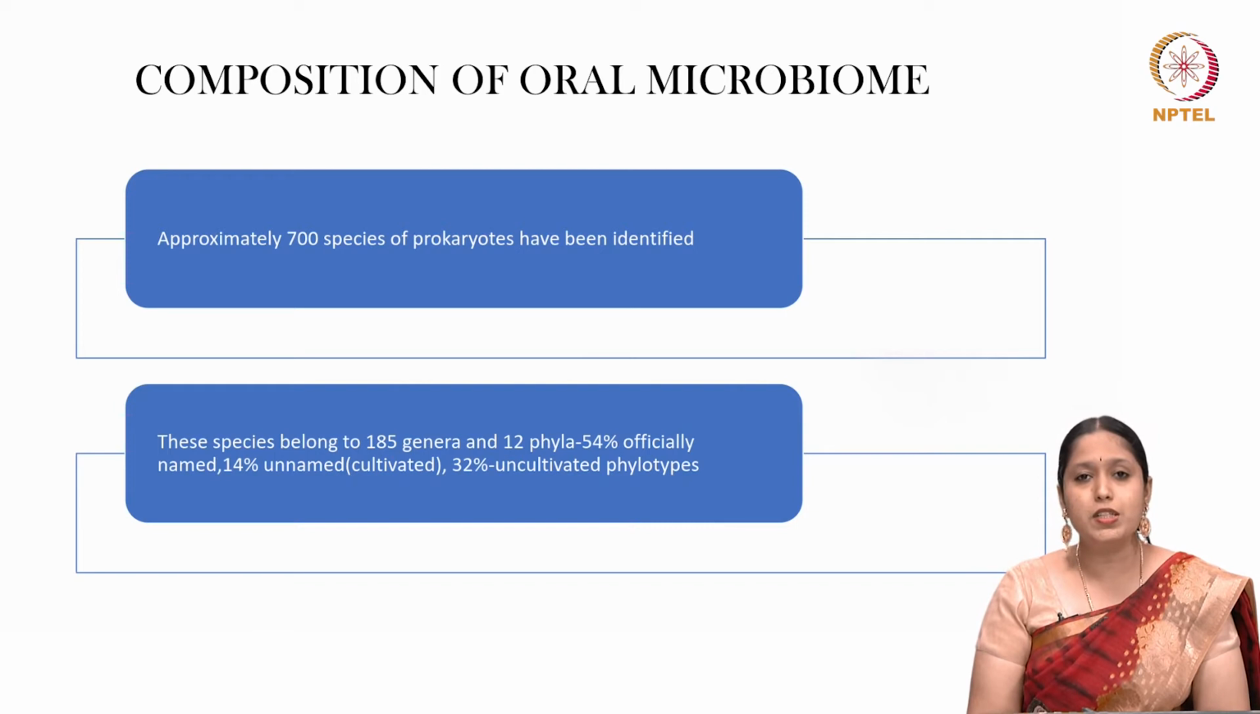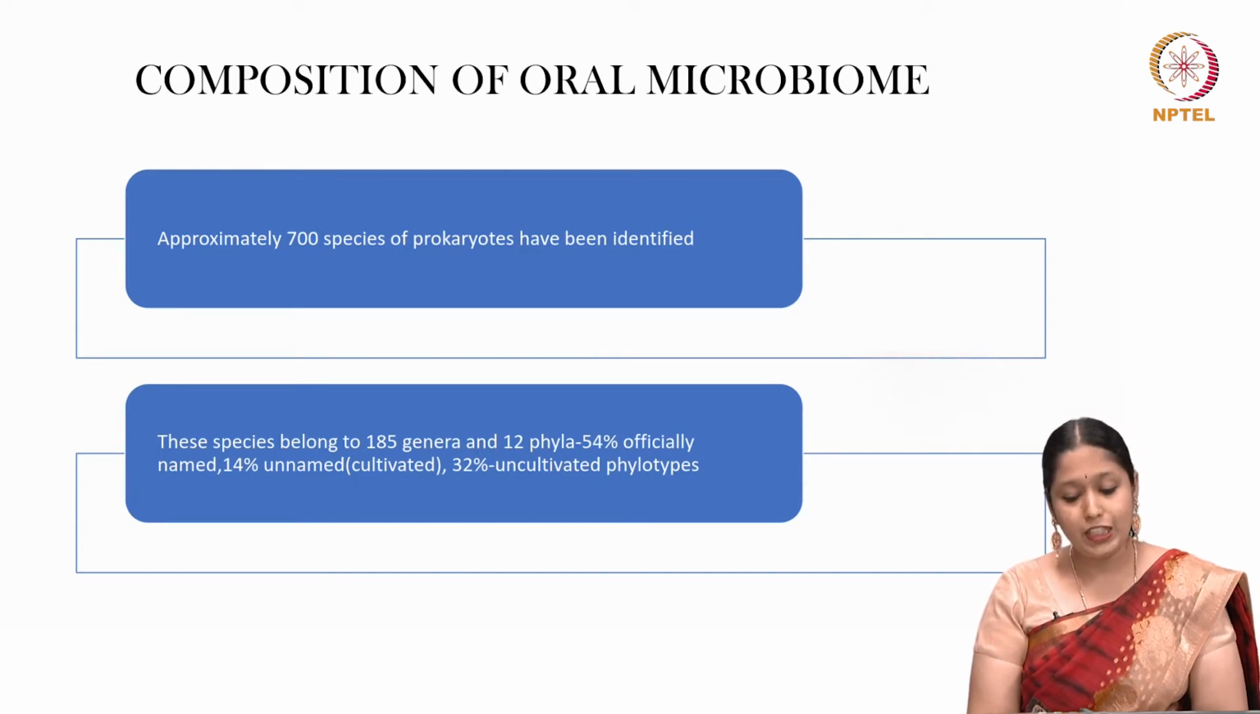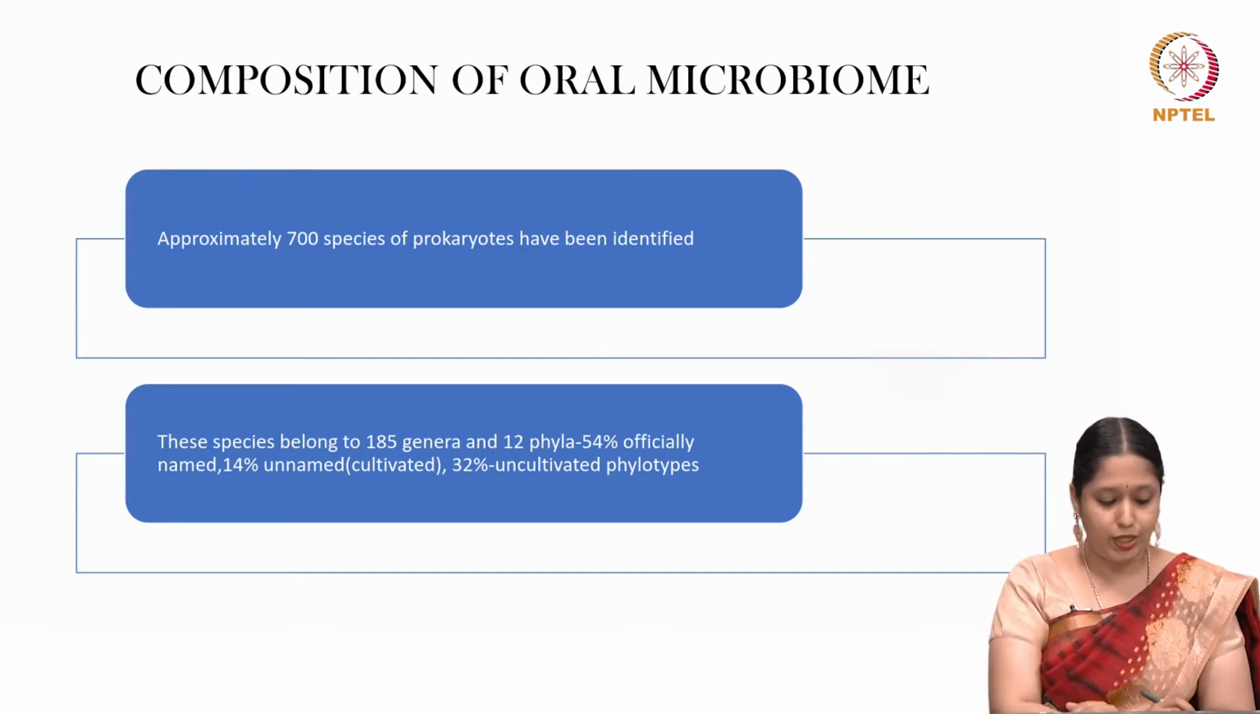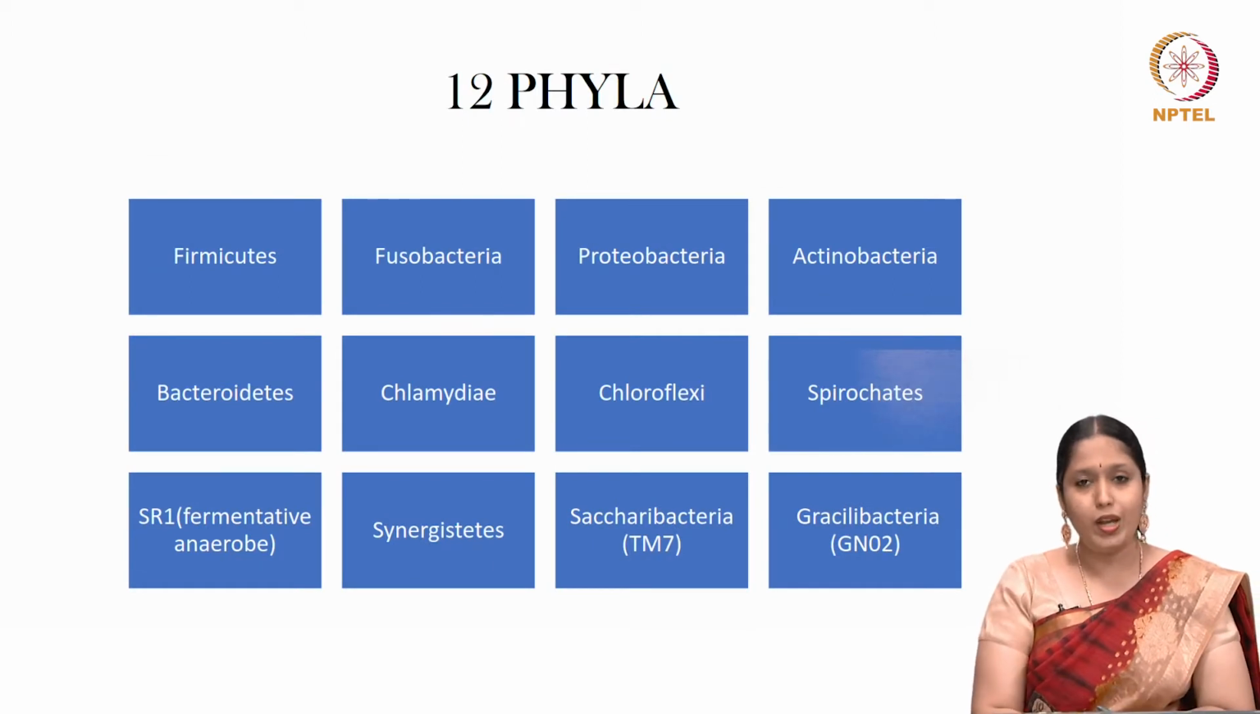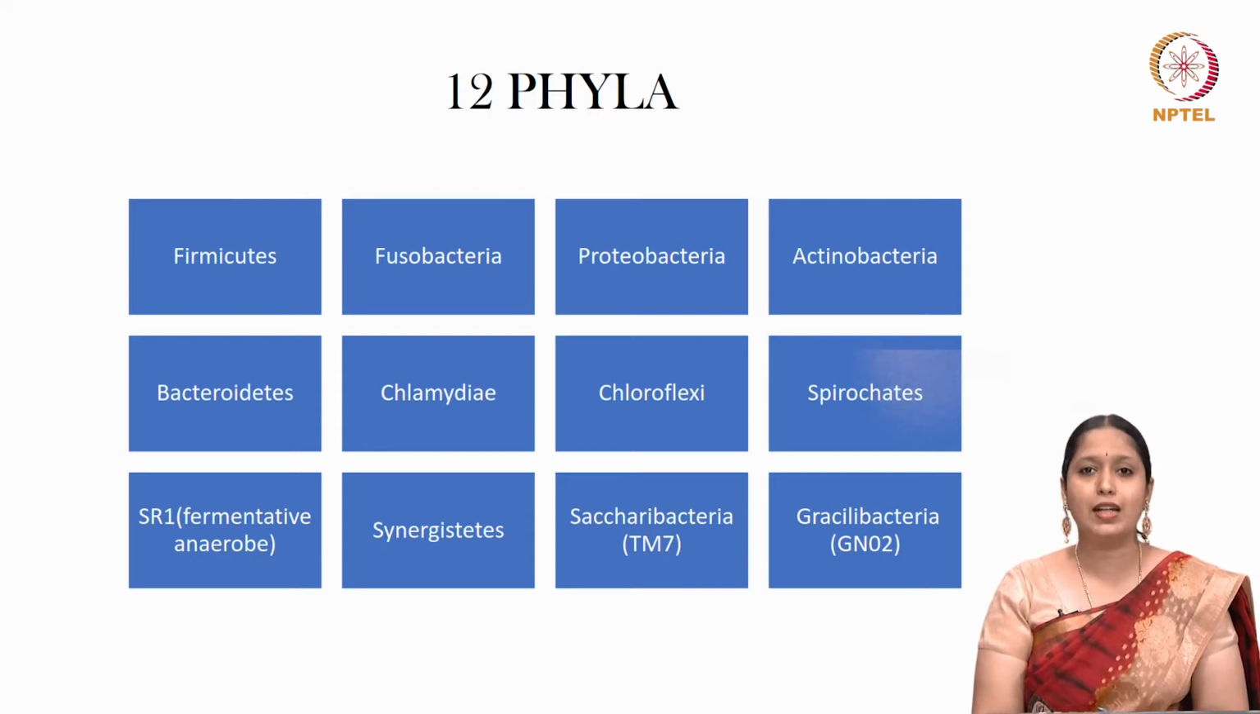Approximately 700 species of prokaryotes have been identified. These species belong to 185 genera and 12 phyla, and 54% are officially named, 14% are cultivated and 32% are uncultivated phylotypes. The 12 phyla include Firmicutes, Fusobacteria, Proteobacteria, Actinobacteria, Bacteroidetes, Chlamydiae, Chloroflexi, Spirochetes, SR1, which is a fermentable anaerobe, Synergistetes, Saccharibacteria and Gracilibacteria.